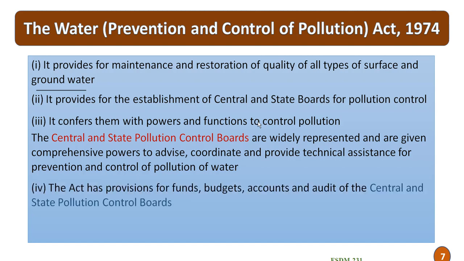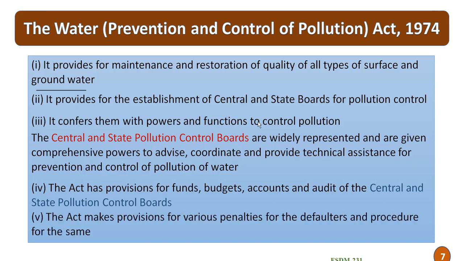Then the Act has provisions for the funds, budgets, accounts and audit of the central and state pollution control boards, and through this Act there is a clear-cut mention of the monitoring, fund allotment, budget, accounting and auditing of the state and central pollution control boards. The Act makes provision for various penalties for defaulters and procedures for the same. So by this law, there are penalties for various kinds of defaulters, and the procedure is given in detail.